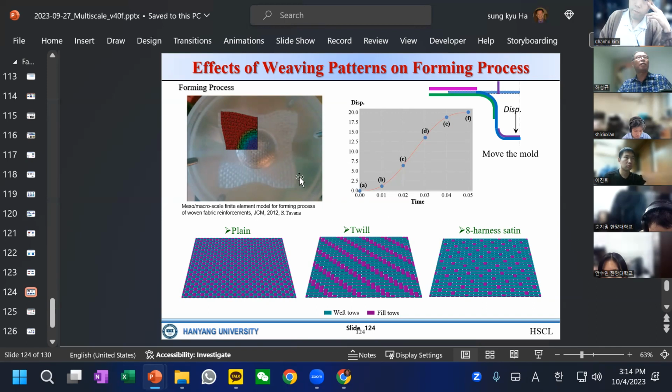So this is to demonstrate how this draping can be performed. As you can see, this is time versus displacement that we can push. Let's say we have a sort of mold, and then we can push, and as you can see, these are real pictures together with the simulation. You can see how the woven fabric can be deformed.